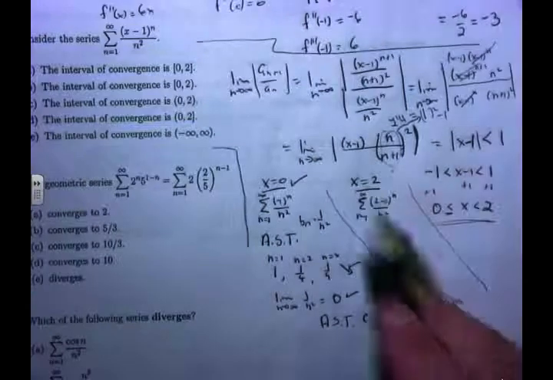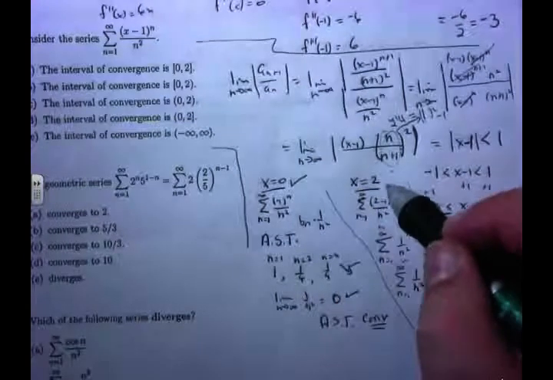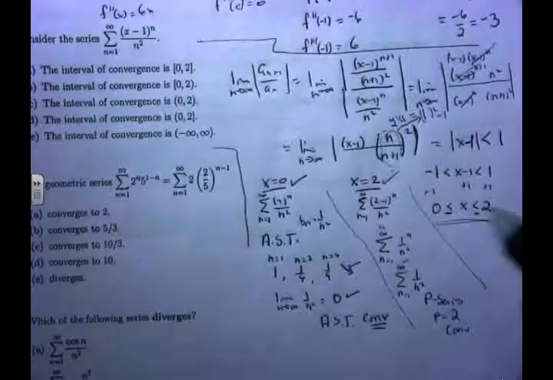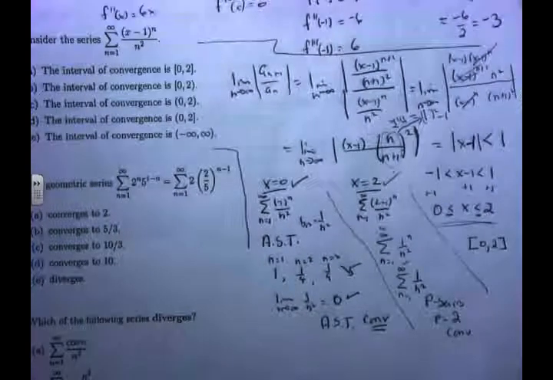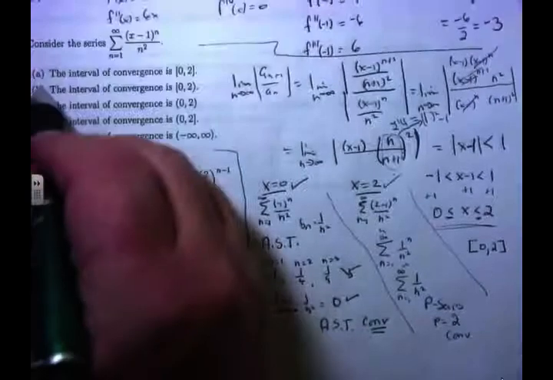So do you want this point in your interval of convergence? Yes, you do. So you want to include the 2 as well. So my interval of convergence is between 0 and 2 with brackets. So the answer is A.